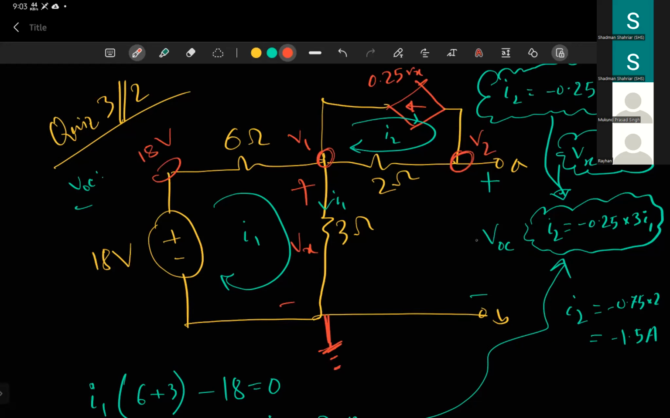And Vx will be our V1, right? Your V2 will be your VOC. Yeah, and we have to find Vx as well. So Vx will be V1. So if you're doing mesh analysis, I'm going to show this as well, so no need to worry. I think some of you have made a mistake here, so I'm going to show that as well. But if you are doing mesh analysis, this would have been much easier.